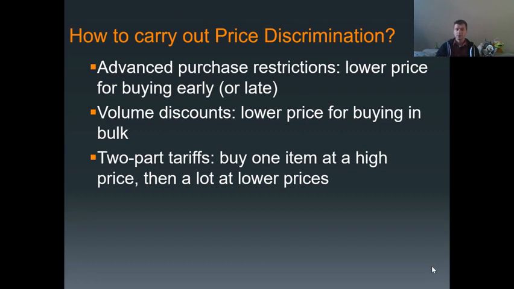So how do you do this? Well, there's a few different ways, and this list is not all-encompassing, but here are a few ways, and these are pretty common. Advanced purchase restrictions. You can either get a lower price for buying early or for buying late, depending on what's going on. So a really good example of this is flights.